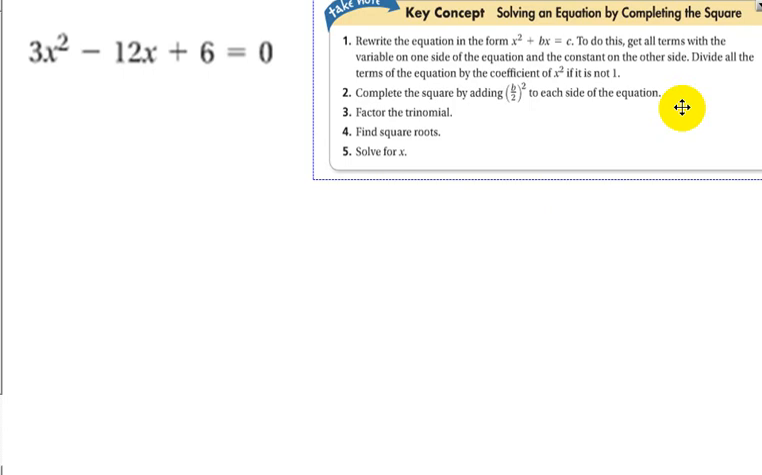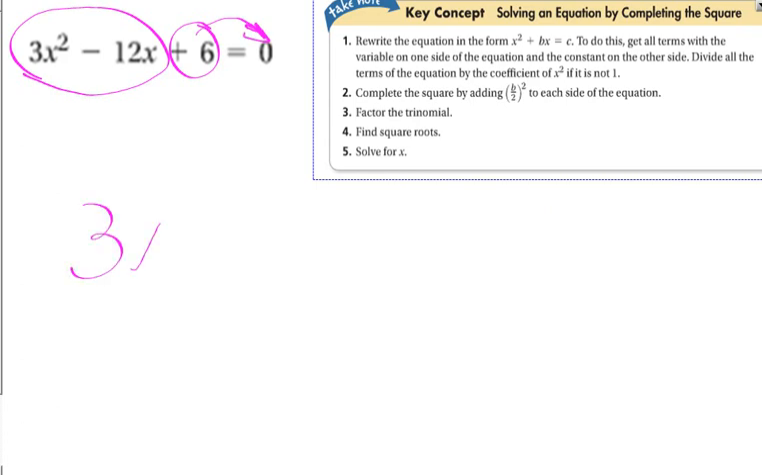So let's work this problem using these steps. Number 1 says rewrite the equation in the form of x squared plus bx equals c. To do this, get all the terms with the variable on one side of the equation, and the constants go on the other side of the equal sign. So this guy needs to go over there, right? So what do we need to do? Let's start by writing the original equation.